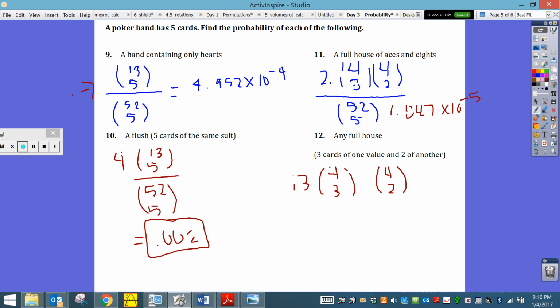Well, once I have that number, let's say I got 3 2's. Once I have those 3 2's, for the part where I have 2 of some number, they can't be 2's because those have already been chosen. So there's 12 possibilities for what I could get next. And then I would divide that by all the hands that I could have been dealt. 52 choose 5. And that time I should get 0.001.